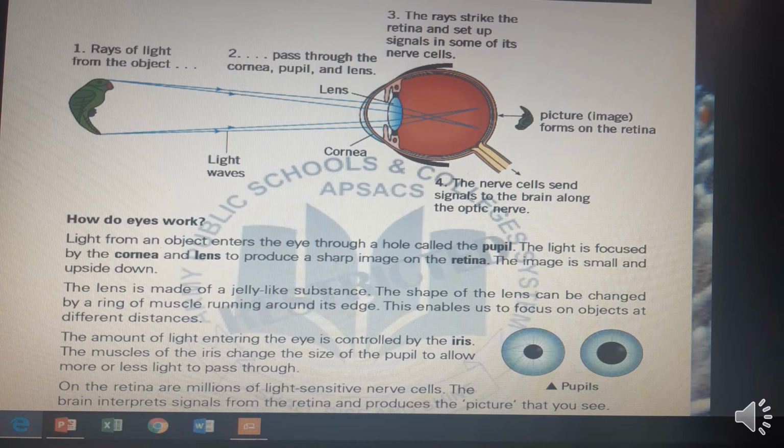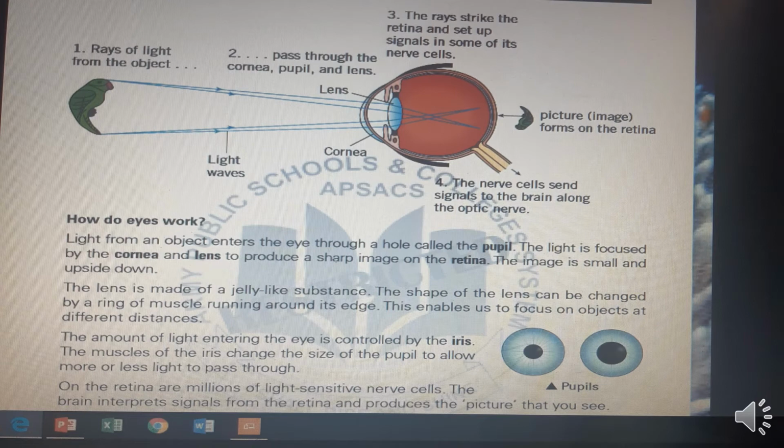First, rays of light from the object enter. You can see in the diagram how they pass through the cornea, pupil and lens. Then these rays of light bend at a certain angle. Then the rays strike the retina and set up signals in some of its nerve cells.